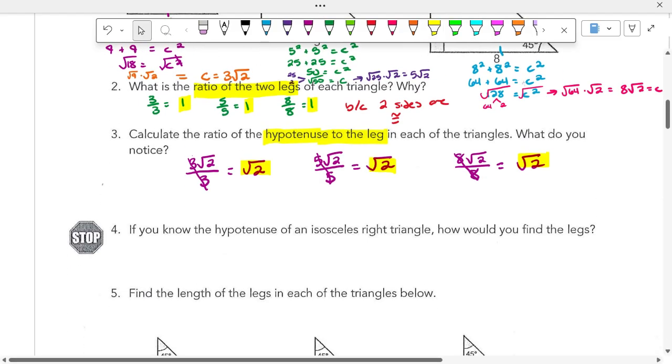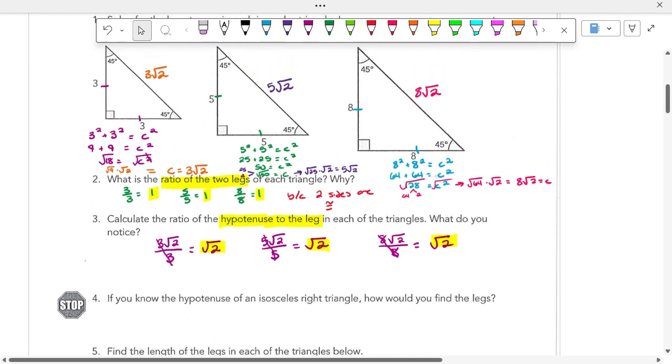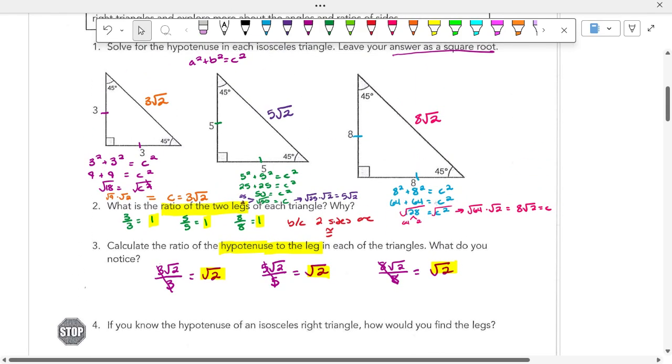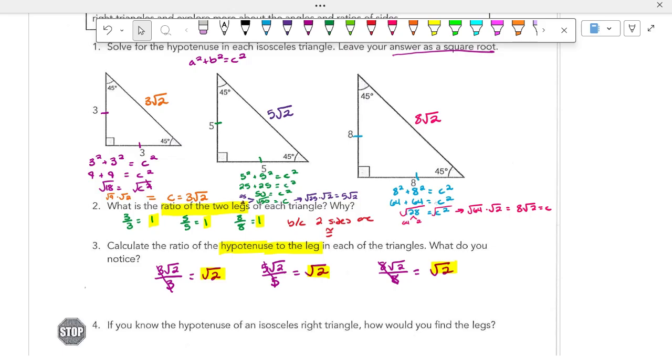So here's my question. Look at the numbers that we got for these triangles. How do you think I can get from the leg to the hypotenuse without having to do the Pythagorean theorem if I knew it was an isosceles right triangle, meaning the two angles were 45 and both legs were congruent? What's kind of the most straightforward way? So how would I get from 3 to 3 square root 2? How would I get from 5 to 5 square root 2? How would I get from 8 to 8 square root 2? How would I do that?